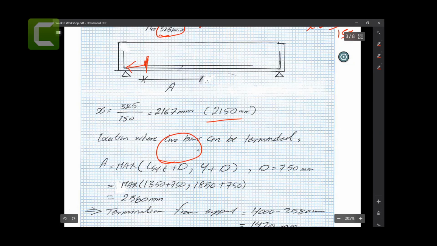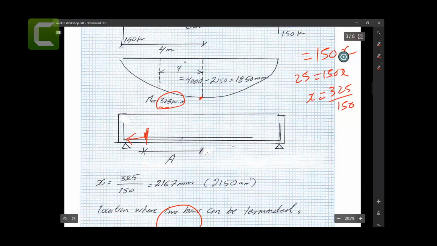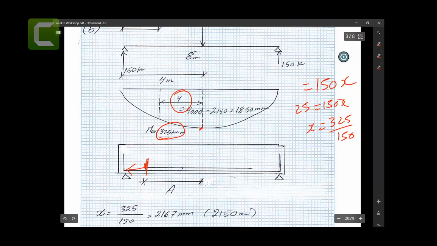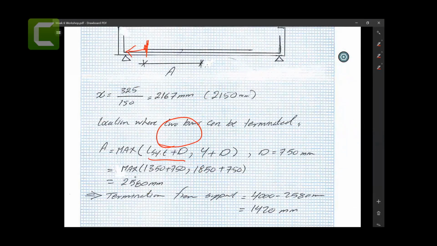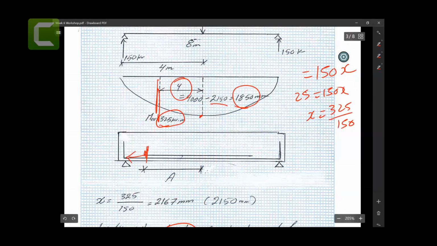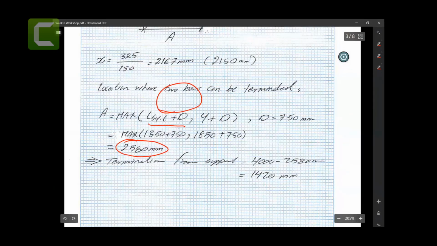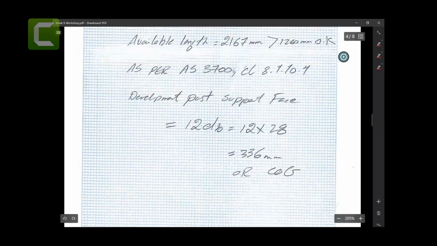So therefore they are saying that okay, whatever your LSYT plus D and this distance is your Y. It's basically 4000 take away this 2150 is 1850. So between these two you take this 2580. So you don't need to stop it here where your 325 cutoff. You need to provide extra D. So that's what they mention in the standards. So you need to terminate your bar at like 4000 take away 2545 is 1428, 1420. I think that's this one.